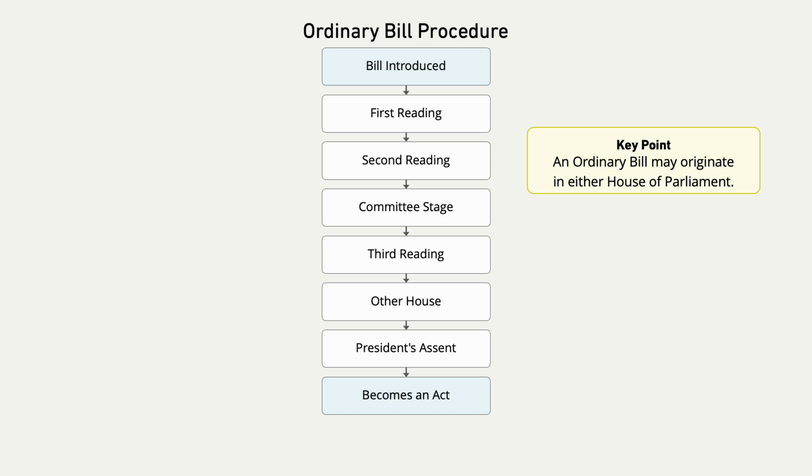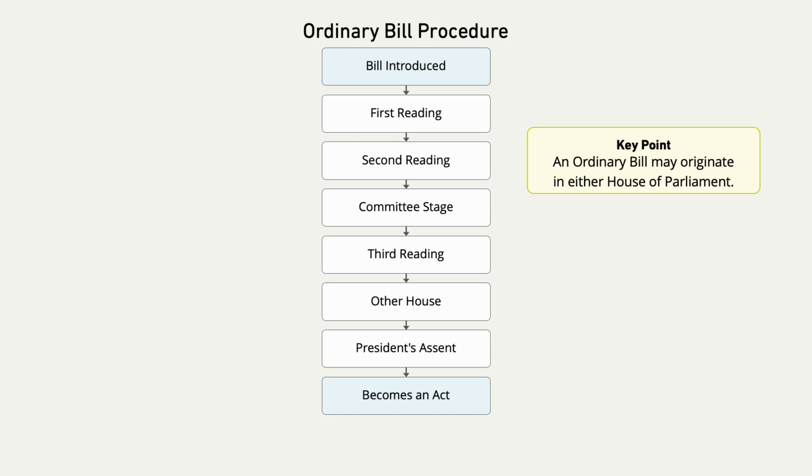Let's say it is sent to the Rajya Sabha. Then the Rajya Sabha can either send back the bill for reconsideration, or they can reject the bill, or they can accept the bill. These are the three options that the Rajya Sabha has. Now let's say the Rajya Sabha accepted the bill. Since it's a very good bill, both the houses support it, it is sent to the president for his assent, and now it becomes an act. Very simple process, right?